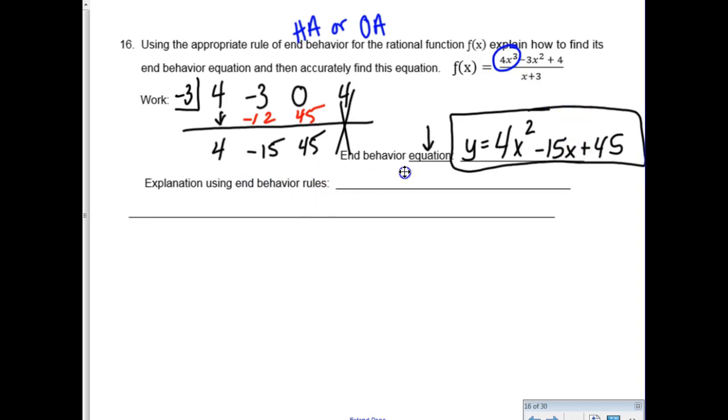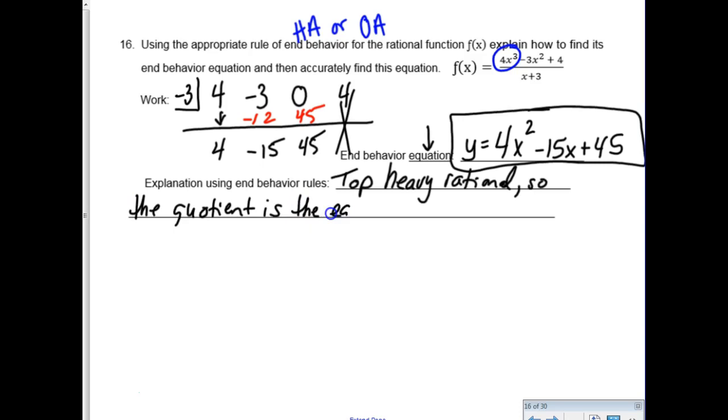And then the explanation using the end behavior rules, you don't have to use any official words here, guys. If you write things that make sense to me, that works too. So this was a top-heavy rational. So the quotient is the equation of the oblique asymptote.